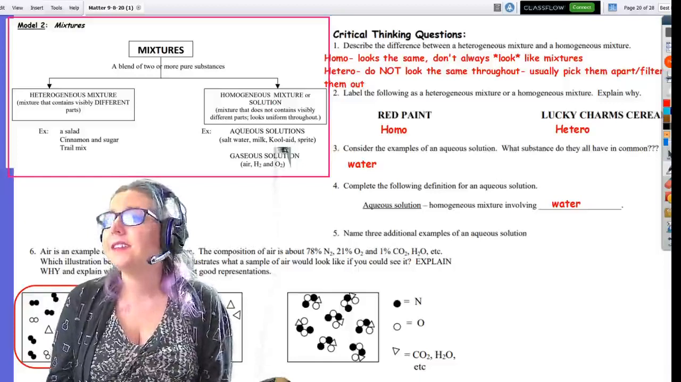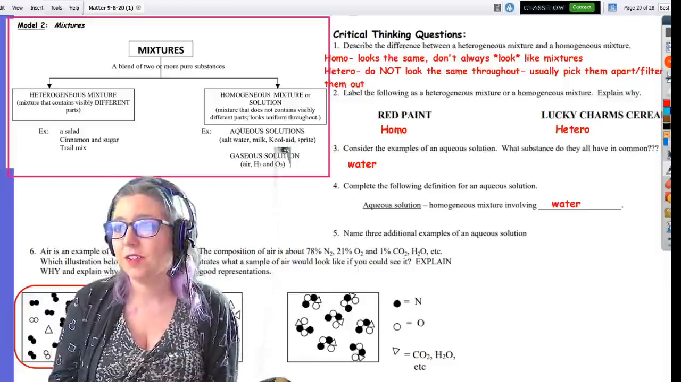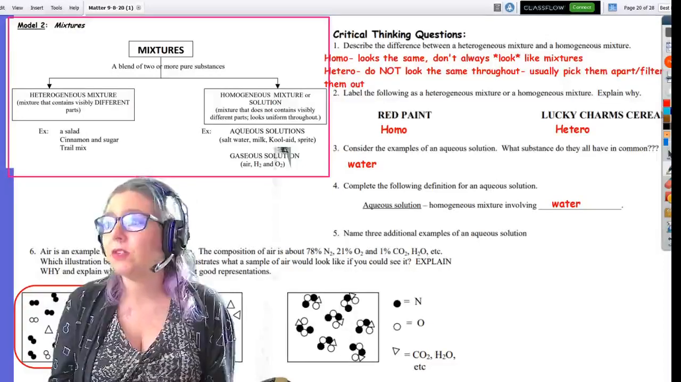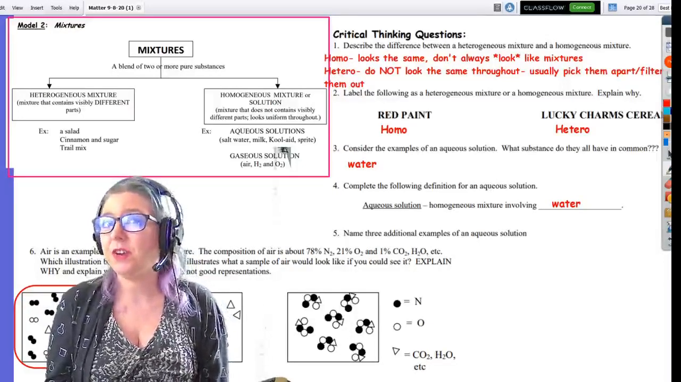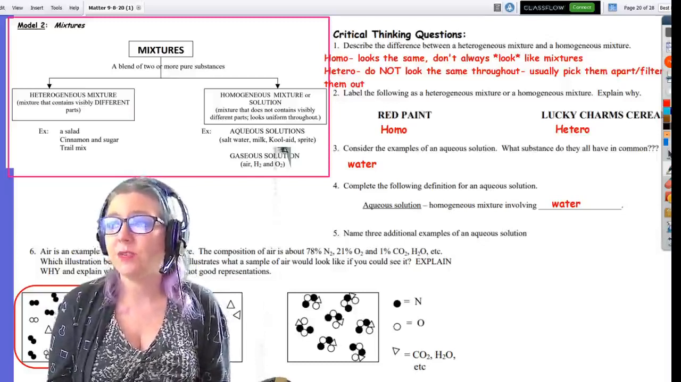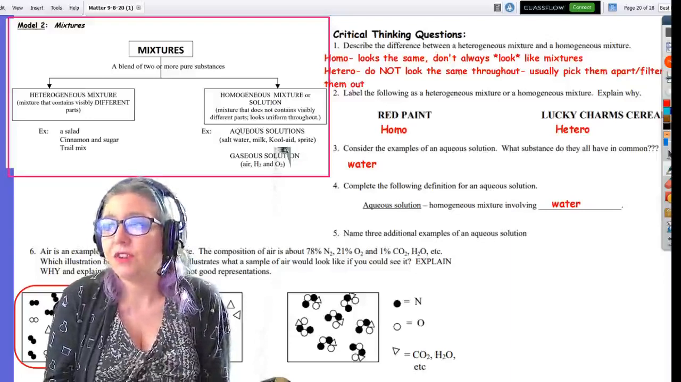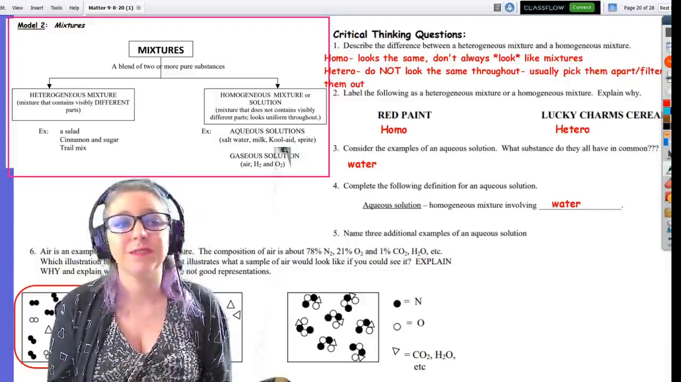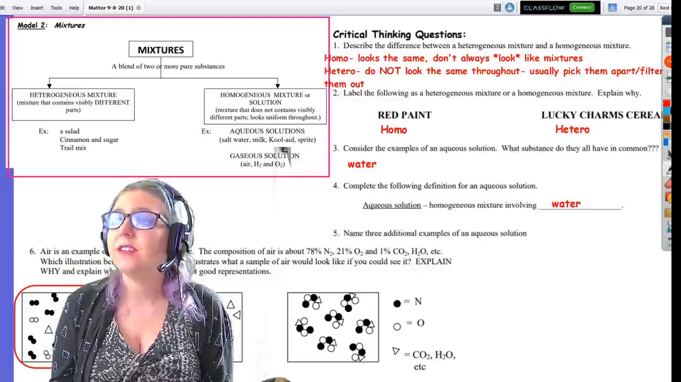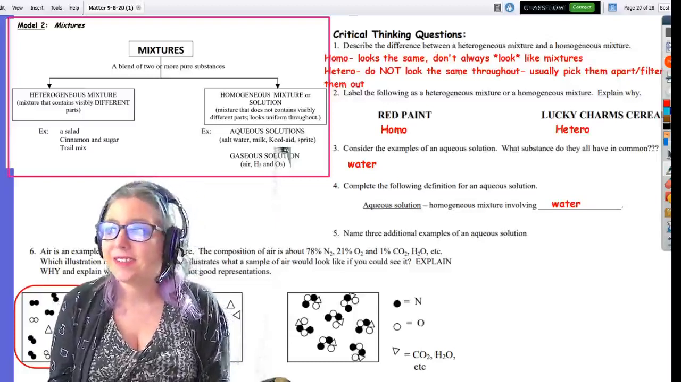All right, next consider the examples of aqueous solutions. What do they all have in common? So salt water, milk, Kool-Aid, Sprite, almost every liquid that you interact with is an aqueous solution that has water in it. Anything that we drink for the most part, anything that you should drink at least, is based with water. And also look at the word aqueous.